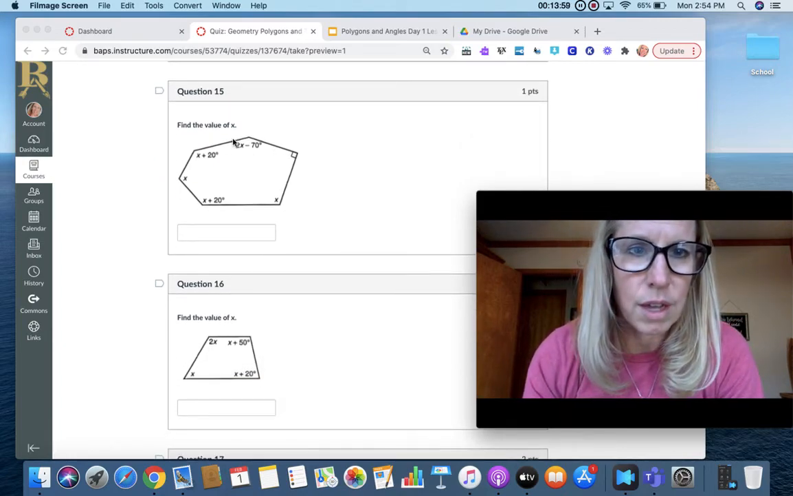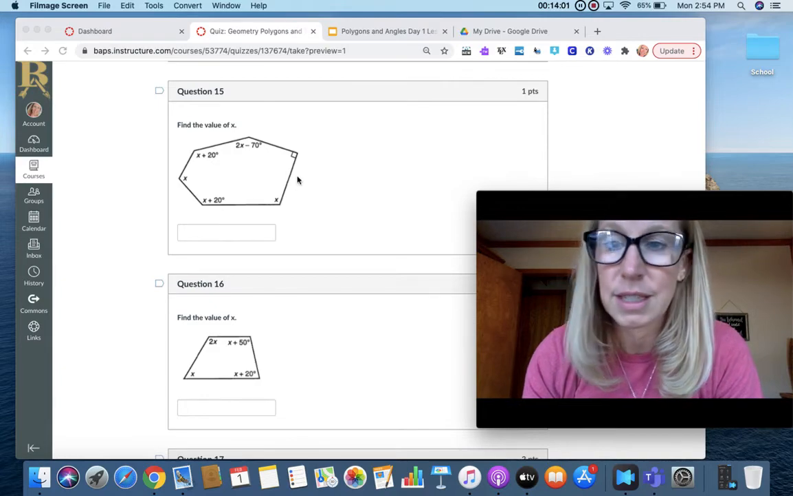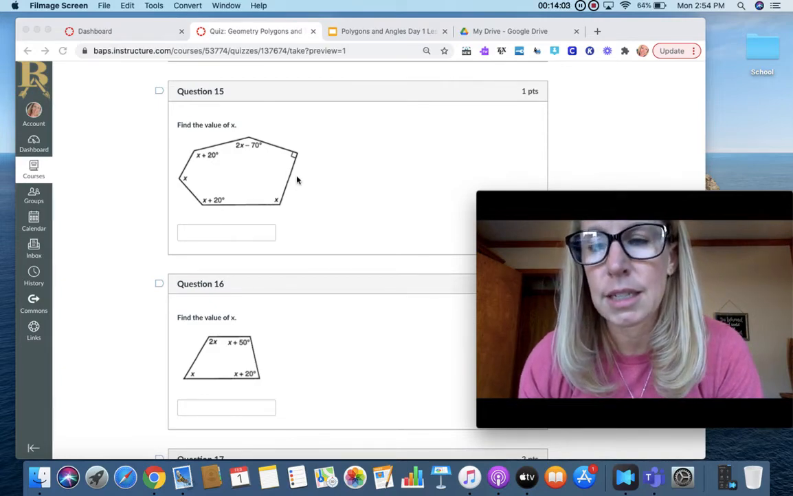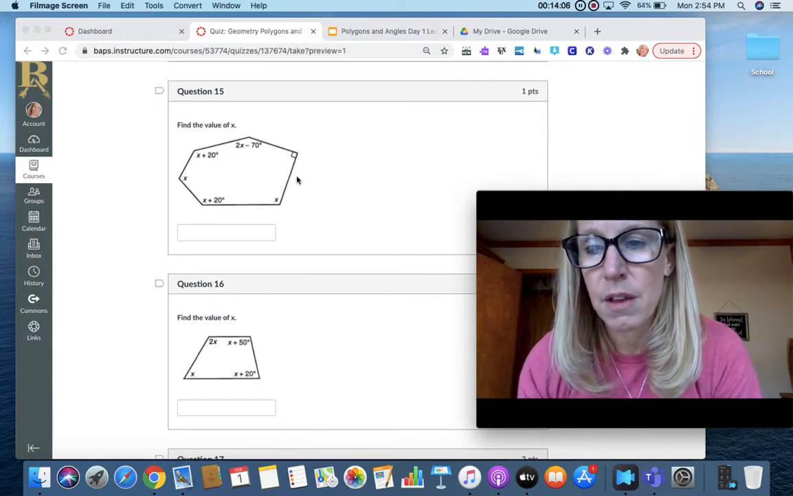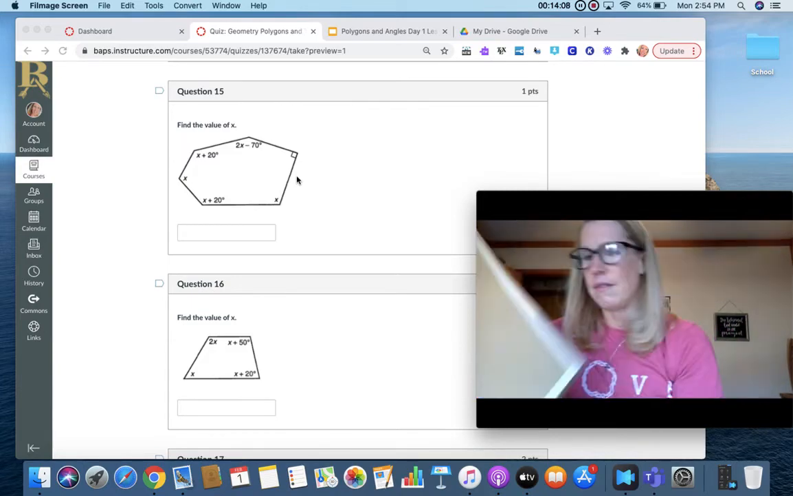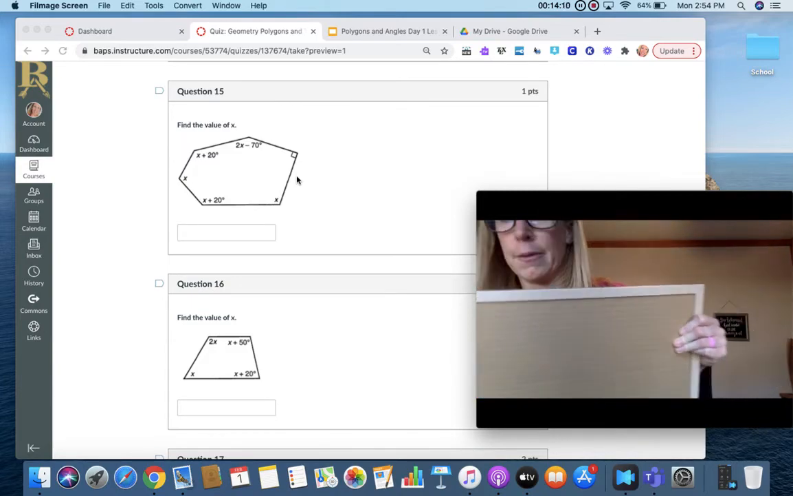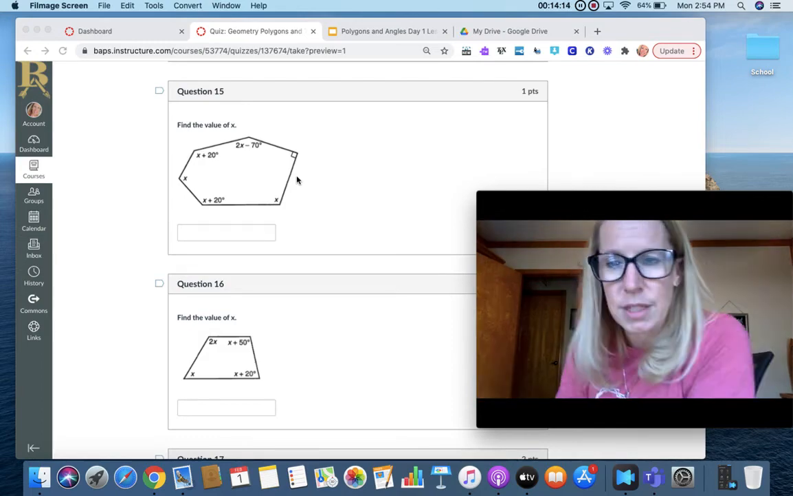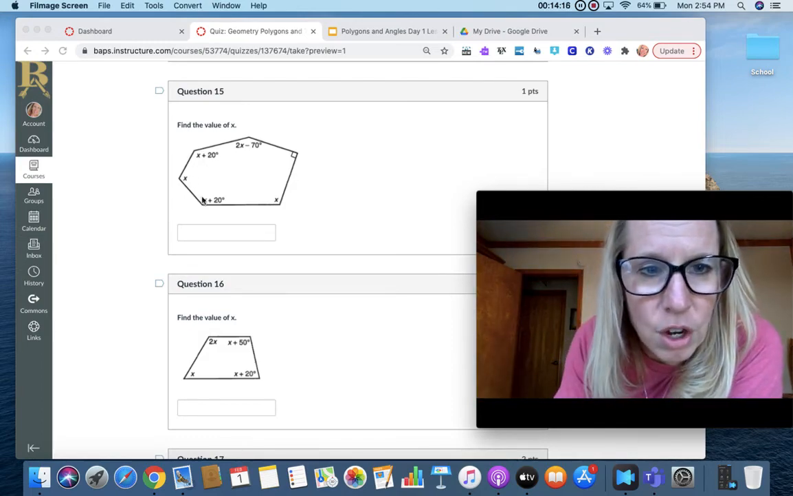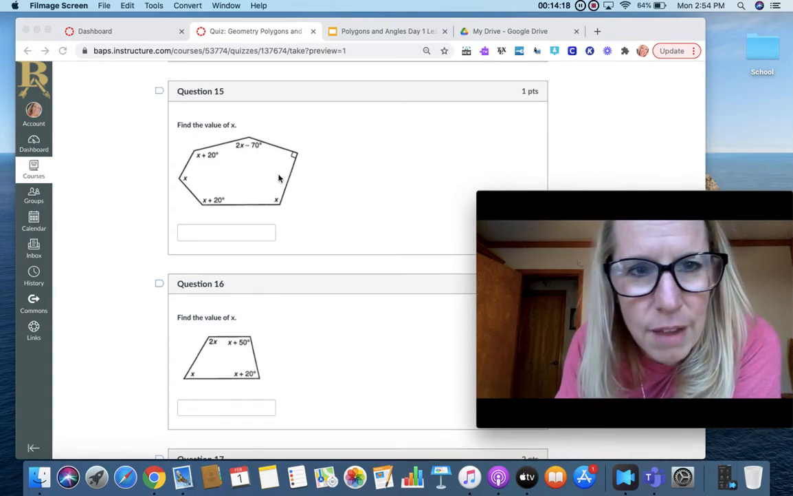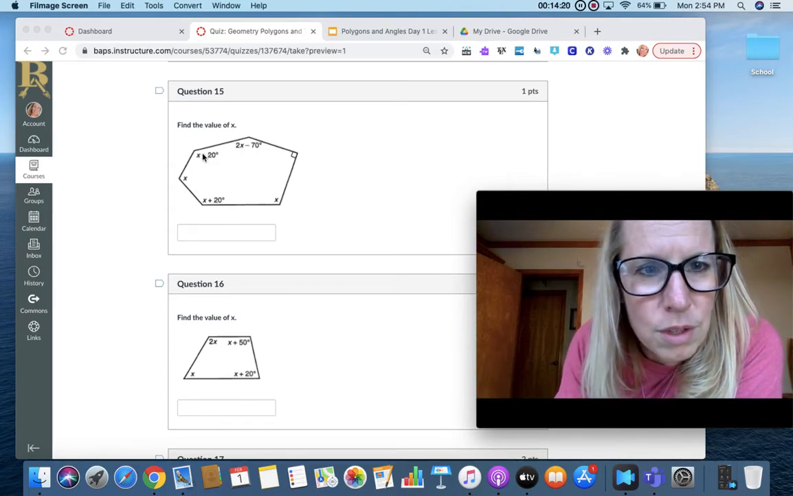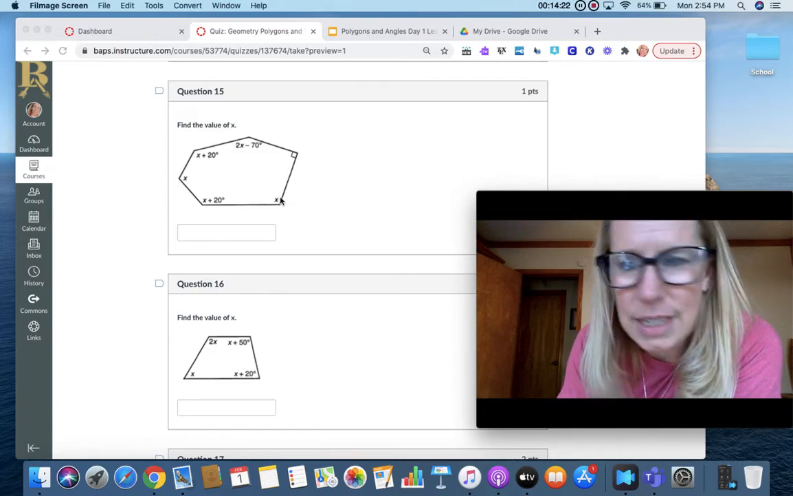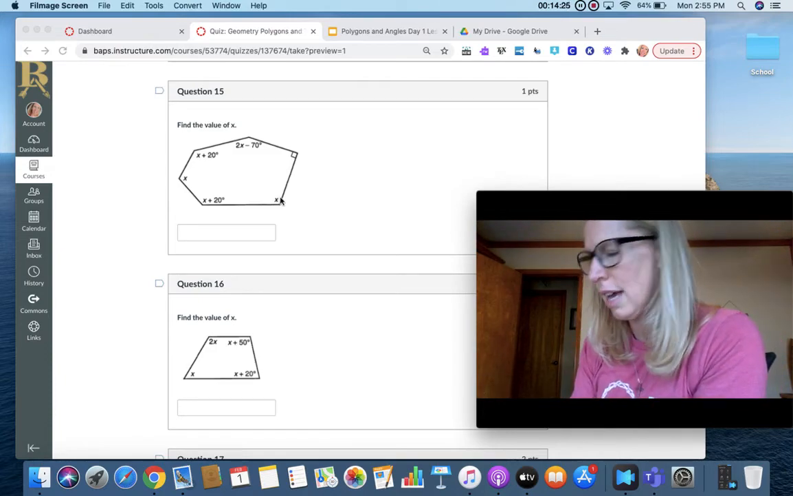So this has 1, 2, 3, 4, 5, 6 sides. 6 minus 2 is 4. 4 times 180 is 720. I'm going to get my little thing here. 720. So I know it has to equal 720. We're going to combine all of our like terms. How many x's do we have? We have 2, 3, 4, 5, 6 x's, so 6x.